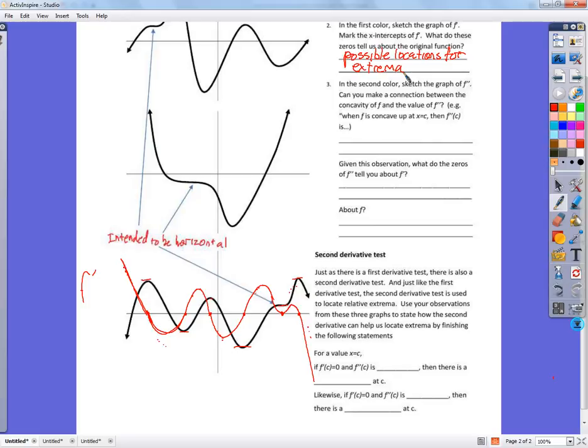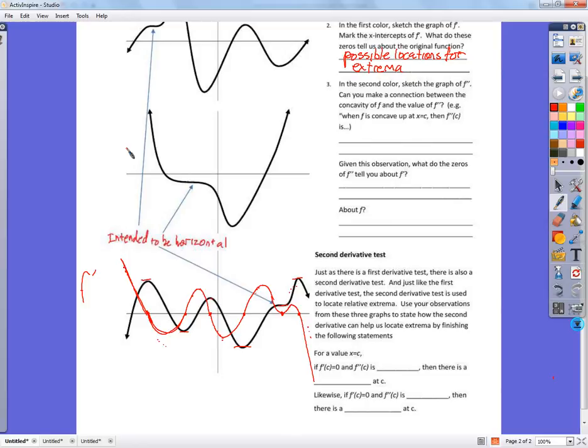Okay. So this could be like a degree 4. Let's say a degree 2. Let's start with a degree 2. How many concavities could a degree 2 have? One, because it's a parabola. A parabola is always going to be concave up or concave down forever, over the interval from negative infinity to infinity. How about a degree 3?